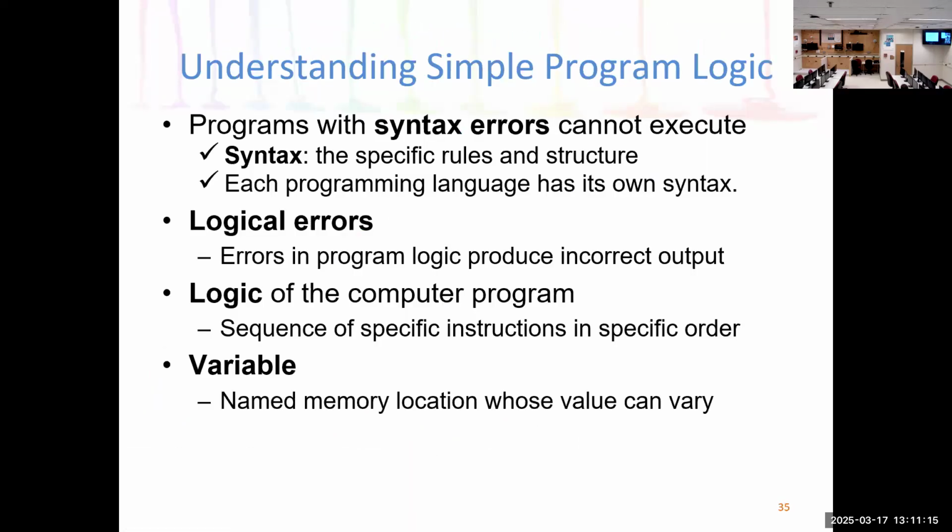Yeah, so I mentioned syntax error, right? Syntax error means the program cannot execute. Syntax is a specific rule and structure, and each programming language has its own syntax. A logical error is when the program does execute, but it produces incorrect output. That's what I mentioned here.